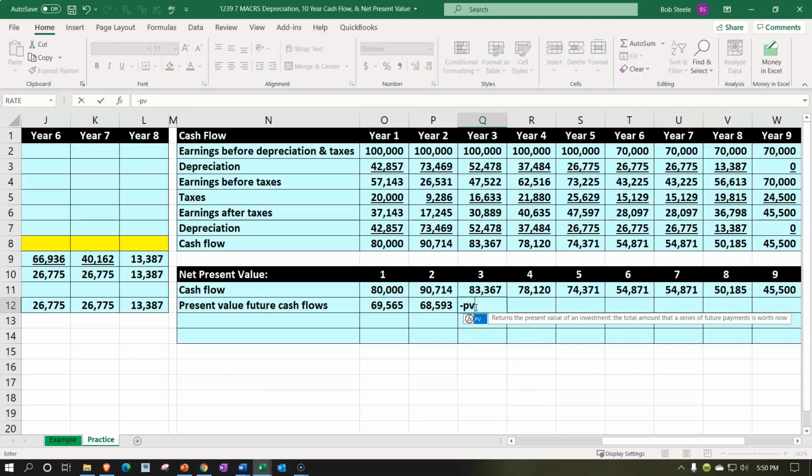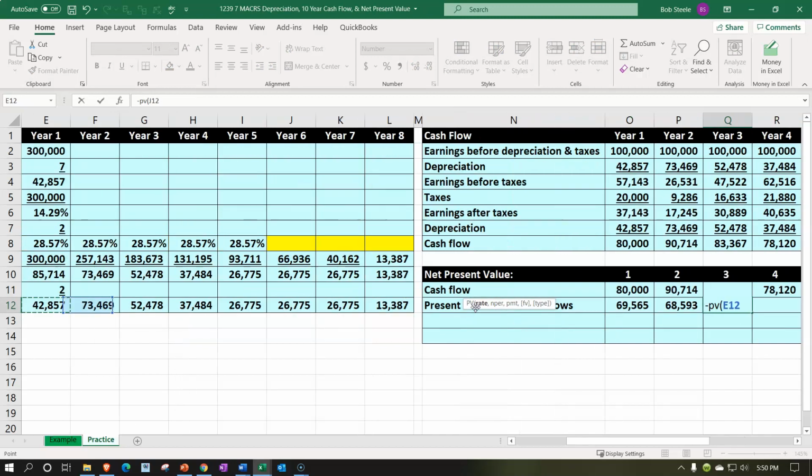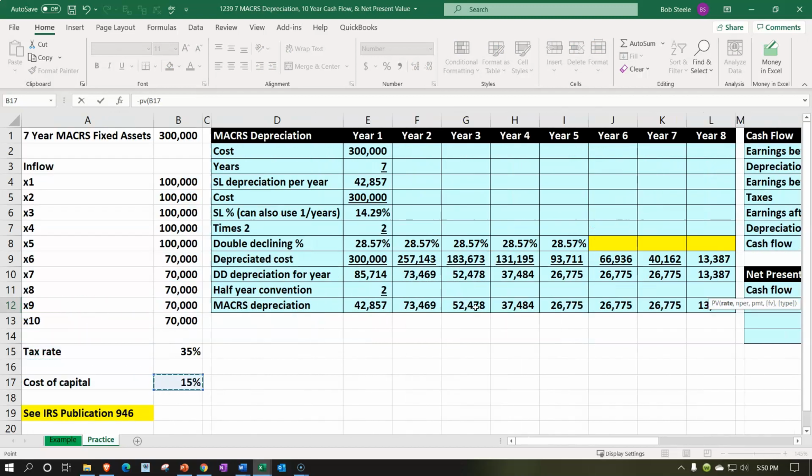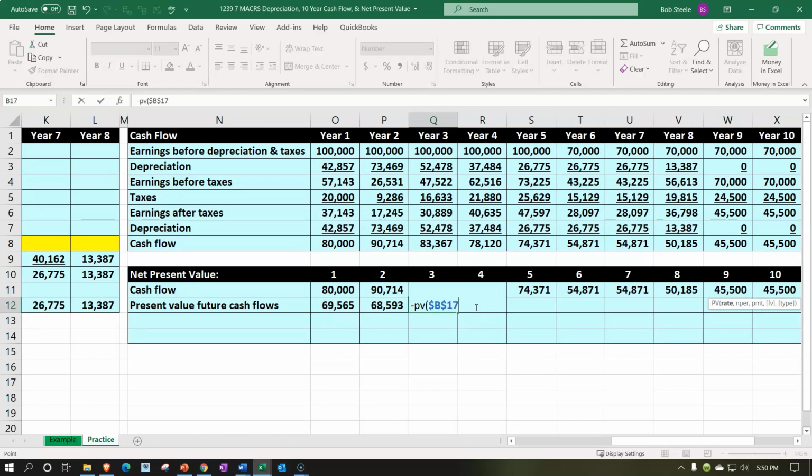Negative, present value, shift 9, rate, all the way to the left, 15%, F4, keyboard, $B17, comma, up to the 3 for the number of periods, comma, because it's not an annuity, and then up once to the amount gives us the 54,815.